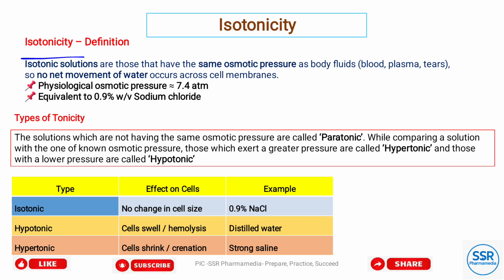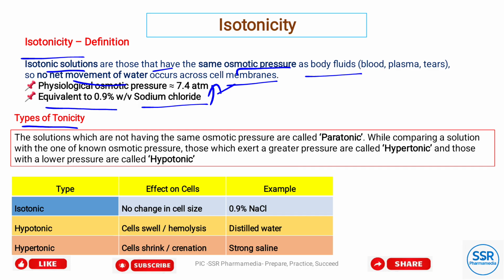Define isotonicity. Isotonic solutions are those that have the same osmotic pressure as that of body fluids like plasma, blood, and tears. So no net movement of water occurs across the cell membranes. The physiological osmotic pressure of the body fluid is 7.4 atmospheres, which is equivalent to 0.9% weight in volume sodium chloride.